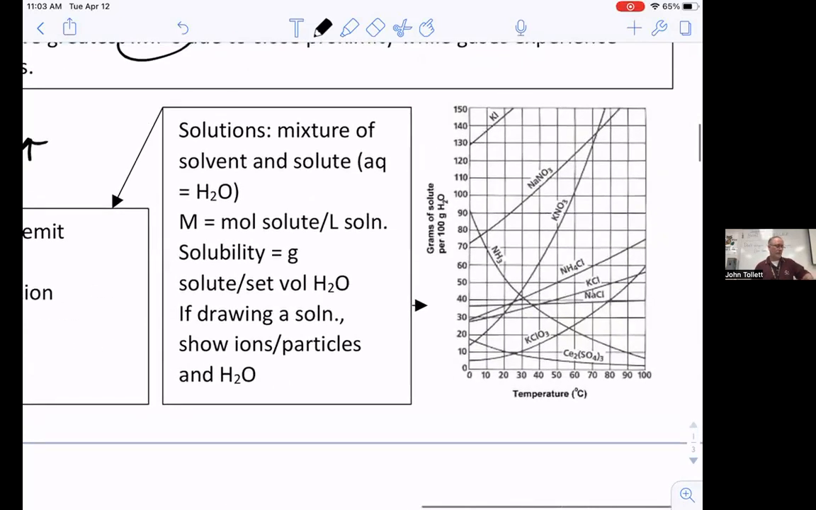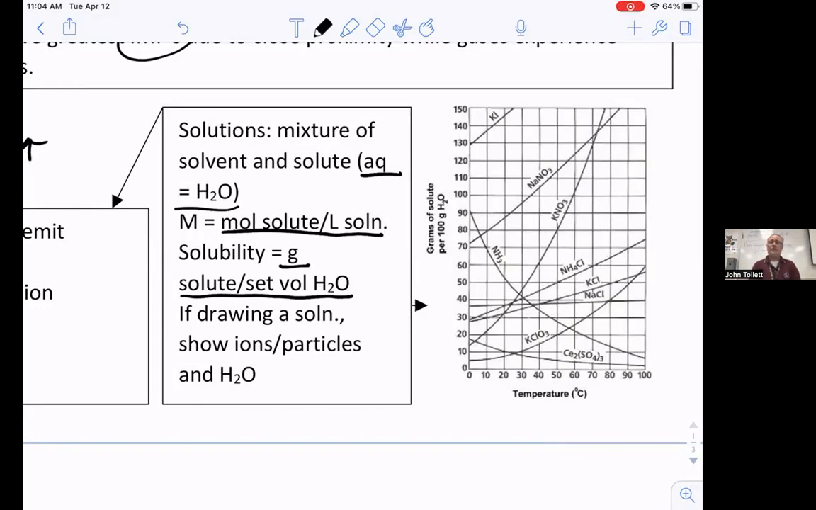Last thing to discuss here: solutions are mixtures of solvent and solute. Usually they're aqueous solutions, but they don't have to be. You could have nonpolar solutions, say benzene or hexane, but often we'll be talking about aqueous solutions. To calculate molarity, or concentration, it's the moles of solute divided by liters of solution. You're familiar with this. You could also do solubility in grams per milliliter, or grams per some set volume. Usually, if you're calculating solubility, say in a Ksp problem, it would be in moles per liter.